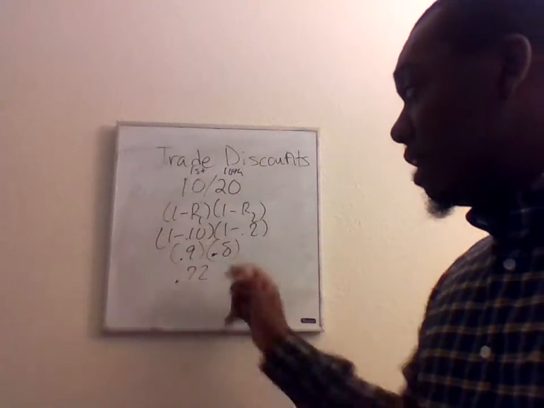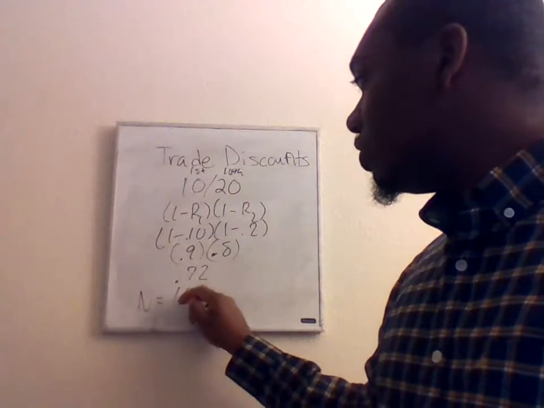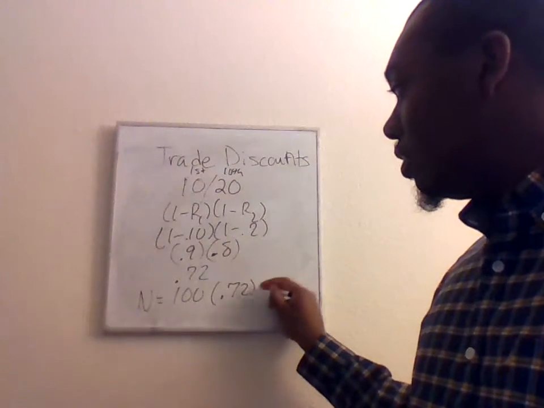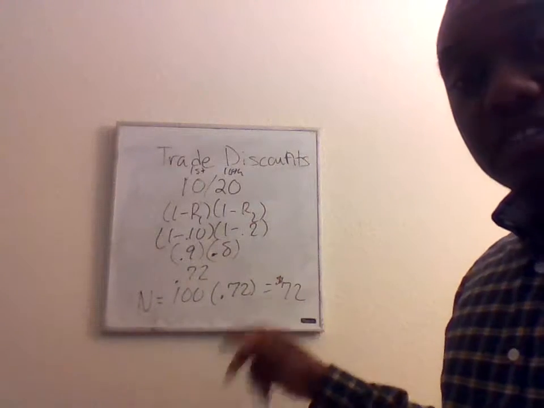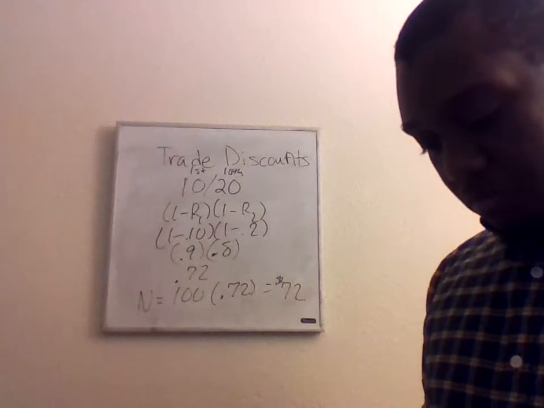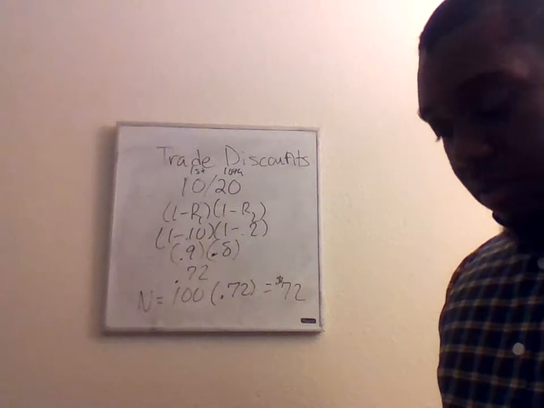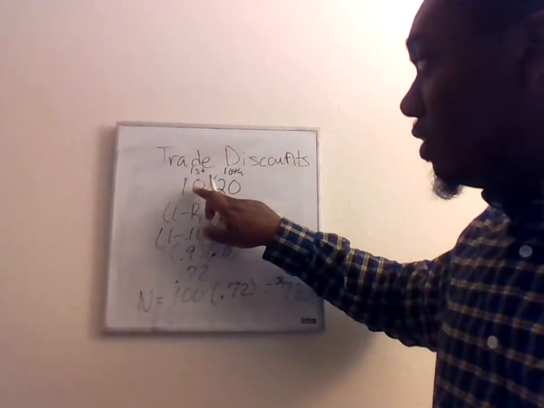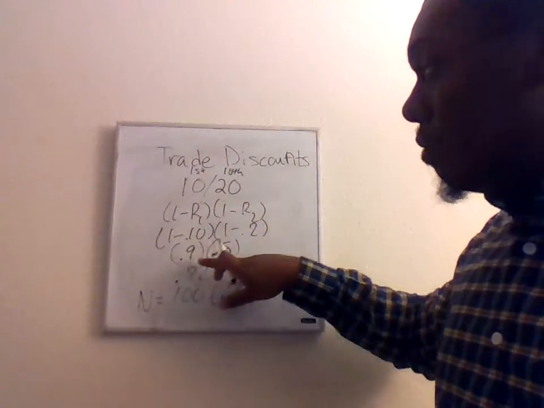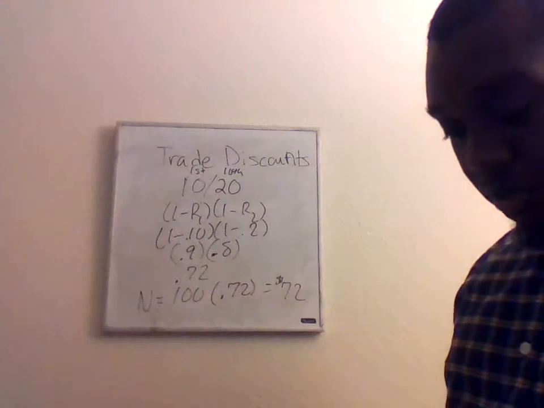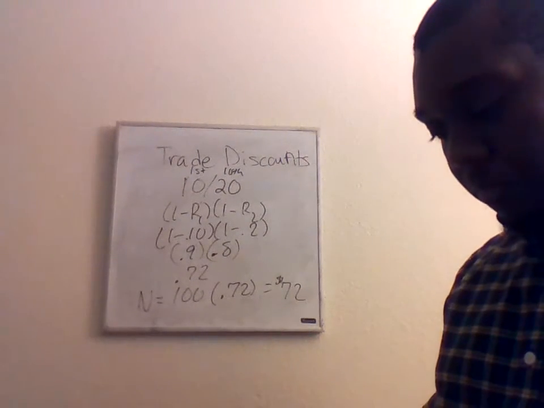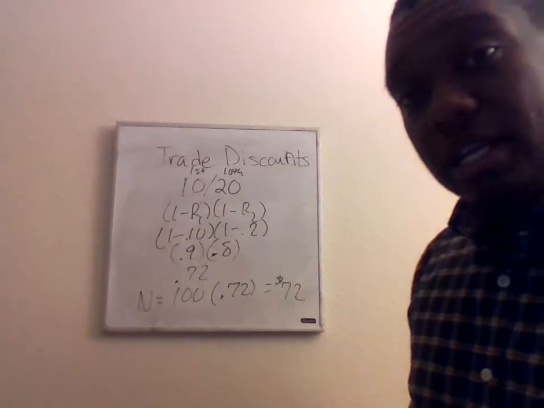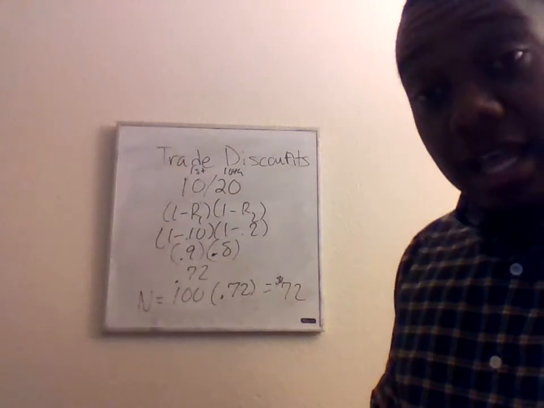Okay, so that means the net price would just be $100 times the decimal equivalent, which in this case is 0.72, which is exactly the $72 that we saw previously in the other example. All right, so that is how you would do a trade discount series more quickly. You would take each of the rates, subtract it from 1, and then multiply them all to find your decimal equivalent. And that would be the amount that you'll have to pay. Okay, so those are trade discounts. And now let's take a look at cash discounts.